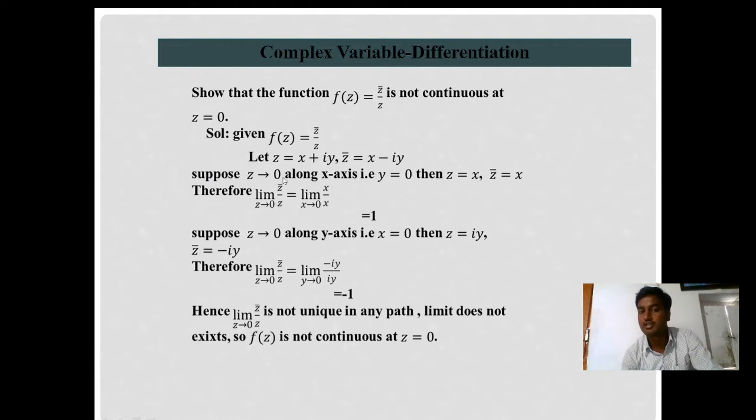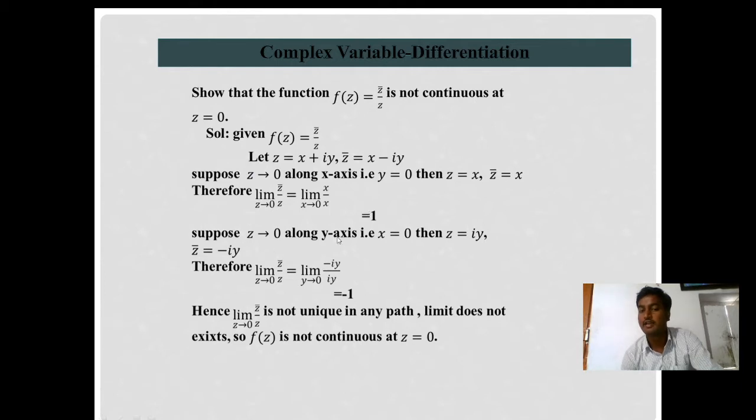Suppose z tends to 0 along x-axis. Along x-axis, y is 0, right? So then z becomes x plus iy; since y is 0, z equal to x, so z conjugate equal to x. Therefore limit z tends to 0, z conjugate by z equals limit x tends to 0, x by x along x-axis. It is 1, right?